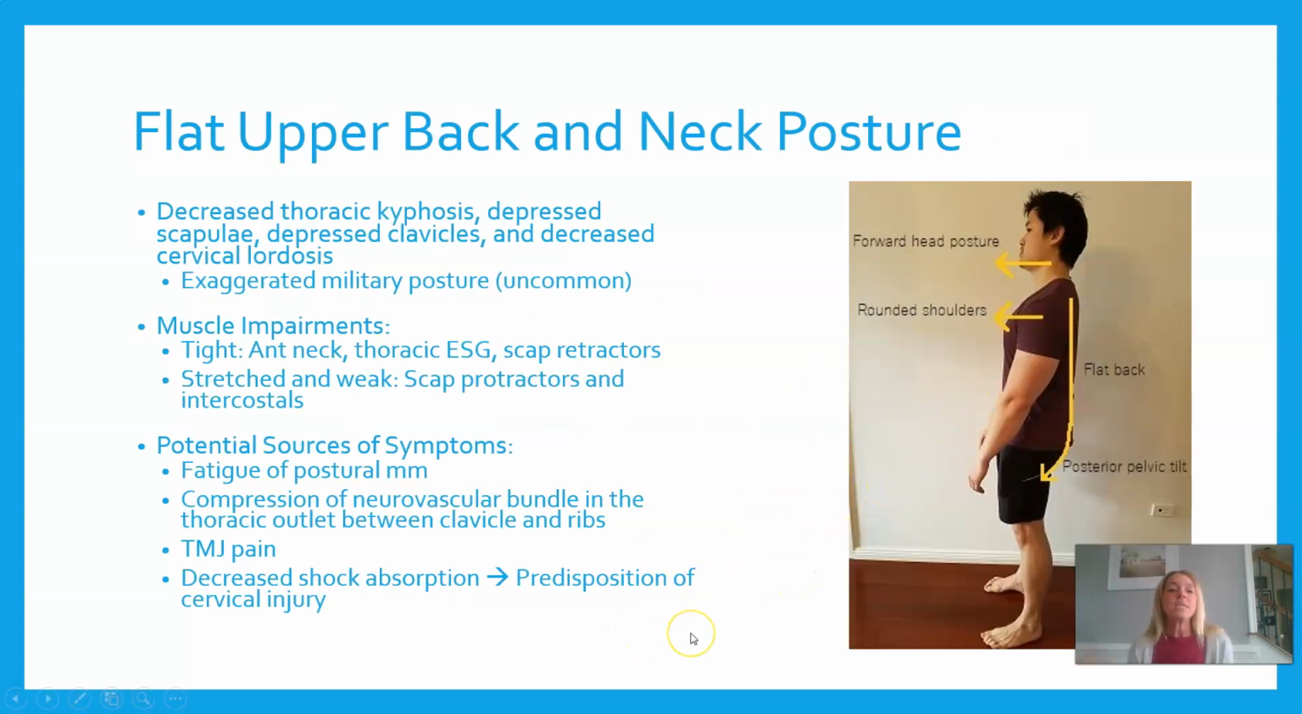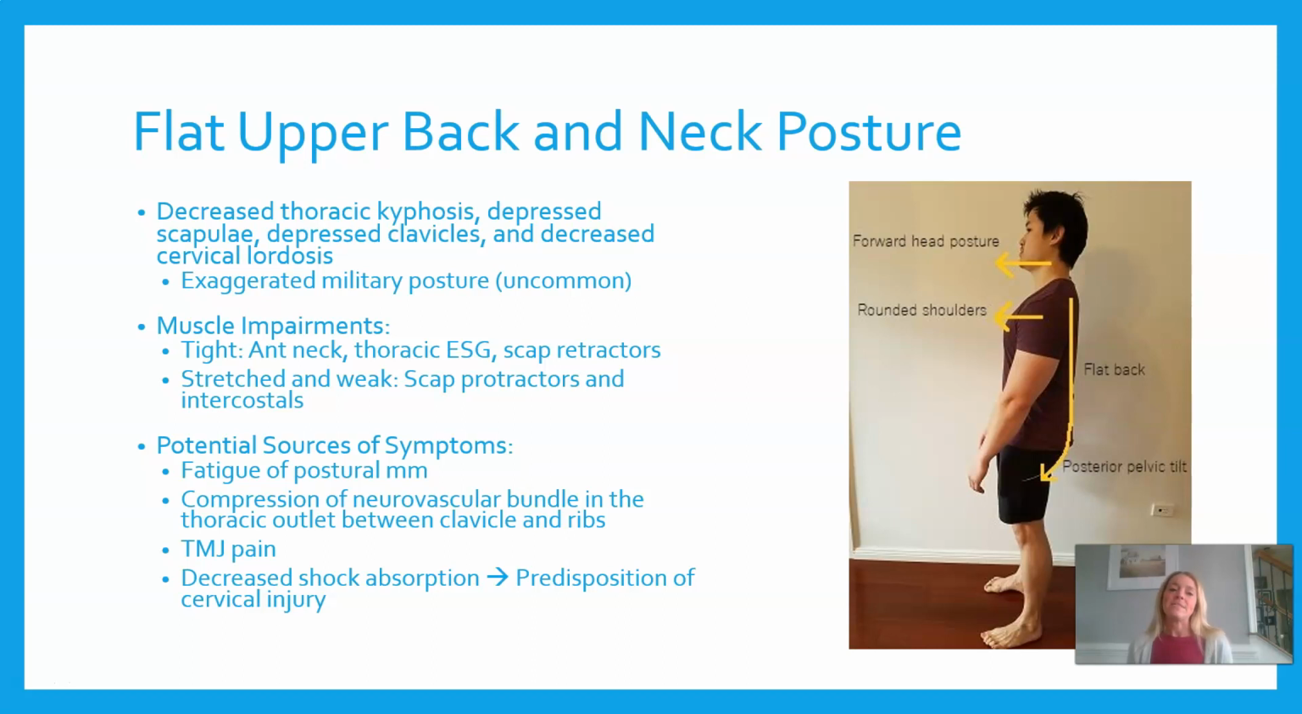The last one is the flat upper back and neck posture. This is sometimes described as sort of an exaggerated military posture, so this one is not common. This is actually going towards the opposite end of the slouched posture, right? This is kind of like an overcorrection of posture. So with this, we see a decrease in the thoracic kyphosis, depressed scapula, depressed clavicles, and a decreased cervical lordosis.